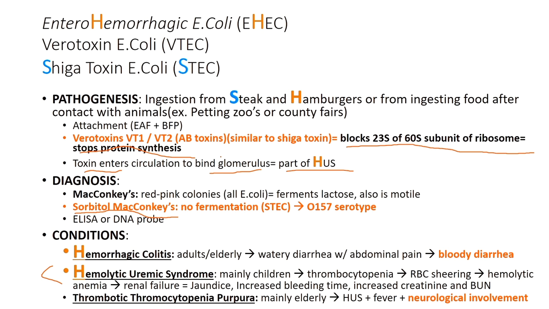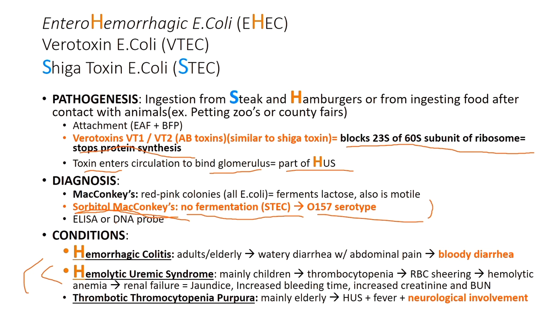That's all I could say. You'd be looking at all these other things, H2S production, all these things, right? Remember, those are for other organisms. However, if they want to be really specific, they'll describe it as sorbitol MacConkey's agar. Why? Because STEC does not ferment sorbitol. And that is your O157 serotype. Out of this whole slide, this and HUS are the most important things you're going to find on here. Okay, sorbitol MacConkey's, no fermentation of sorbitol. Definitely know that.